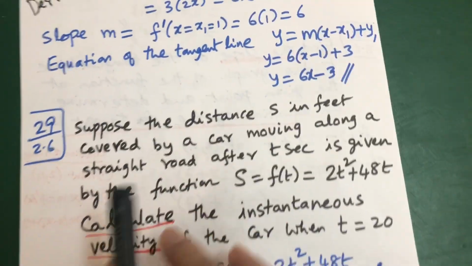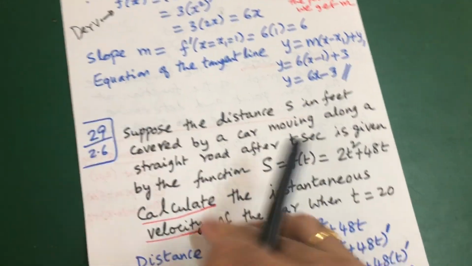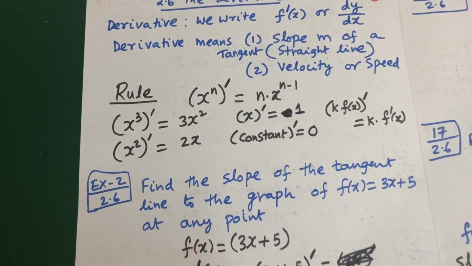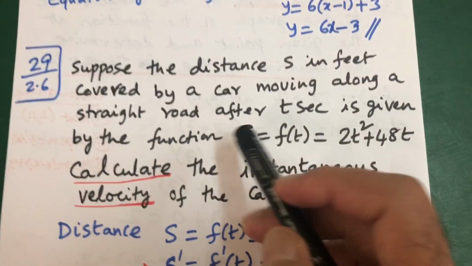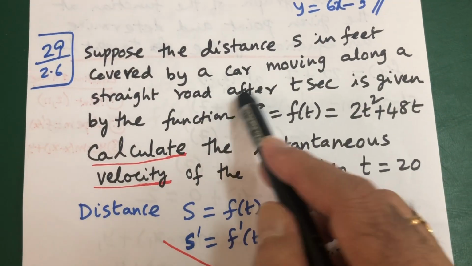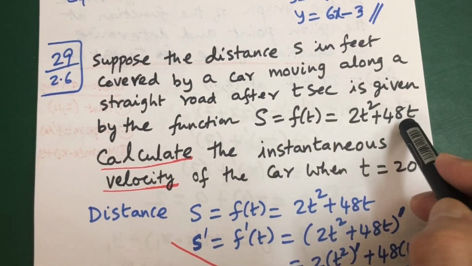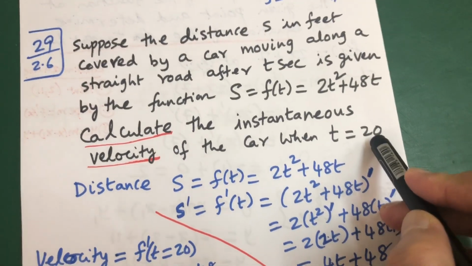Now, I also told you that the derivative is either slope or velocity. Let us do a problem on velocity. Suppose the distance s in feet covered by a car moving along a straight road after t seconds is given by the function s equal to f(t) equal to this. Calculate the instantaneous velocity of the car when t equal to 20.